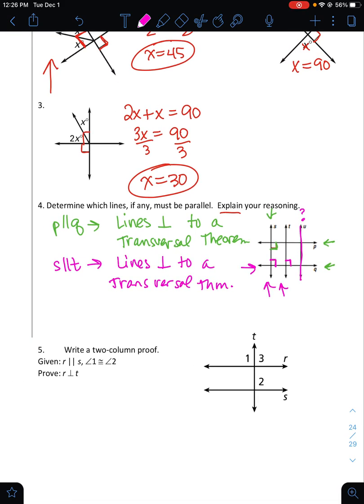Okay, I'm going to stop this video, and like I said, we'll move on. We've got a proof, setting up an equation, and we're going to look at the last couple.